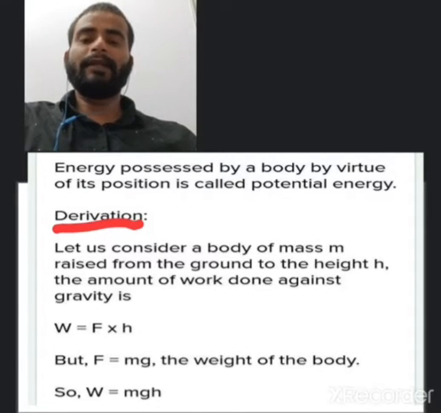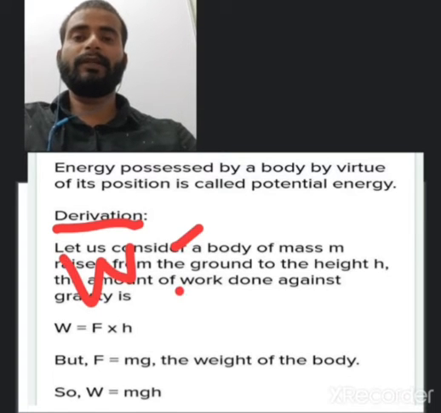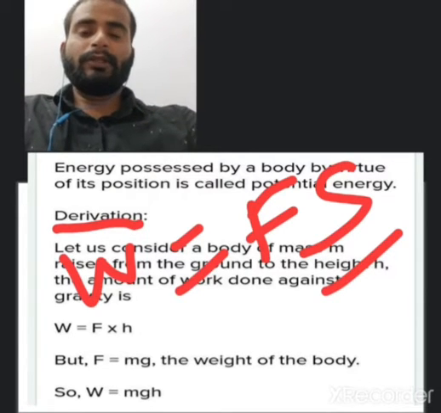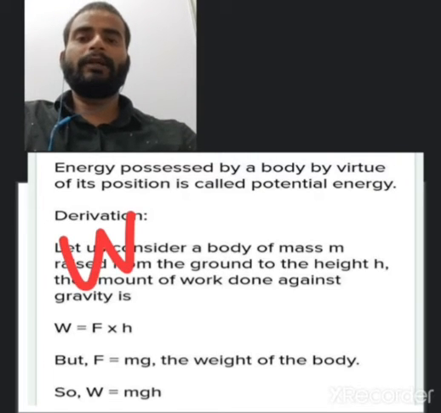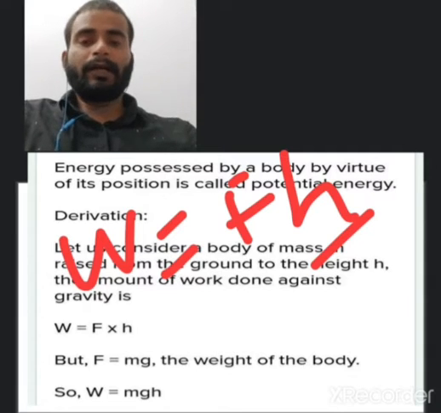The amount of work done against gravity will be equal to F into h. Work done will be equal to F into s. But what is s? s is the displacement. So in the case of gravitational potential energy, in place of s, we can write h. So W is equal to Fh. h is displacement or height.